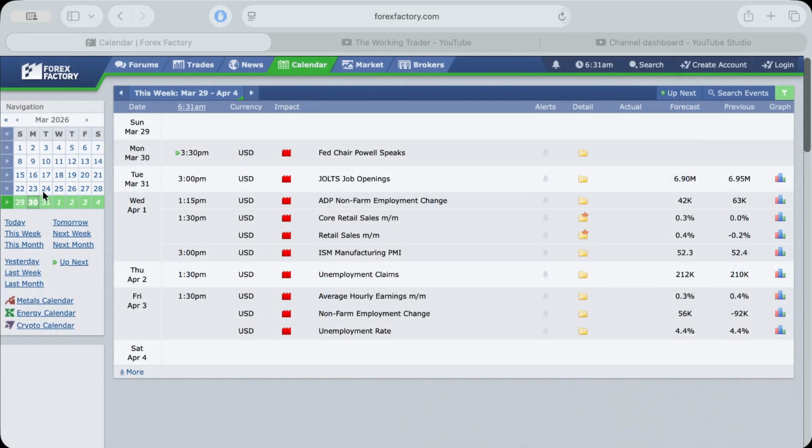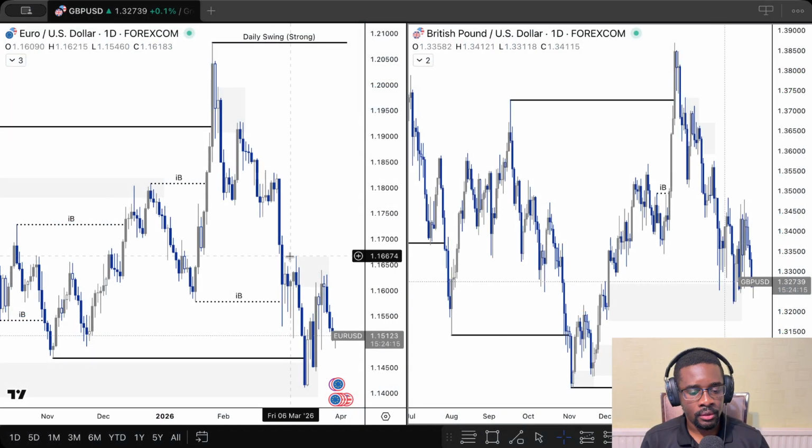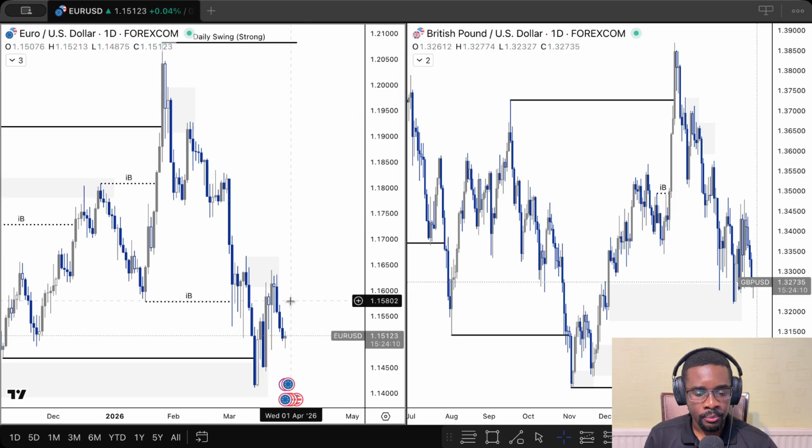So let's jump right into Forex Factory and have a look at the news. Today there's high impact news where we have Fed Chair Powell speaking. This will be at 3:30 UK time. Other than that, we don't have any other high impact news. So let's look at the charts and see what we can look to see today and what happened on Friday.